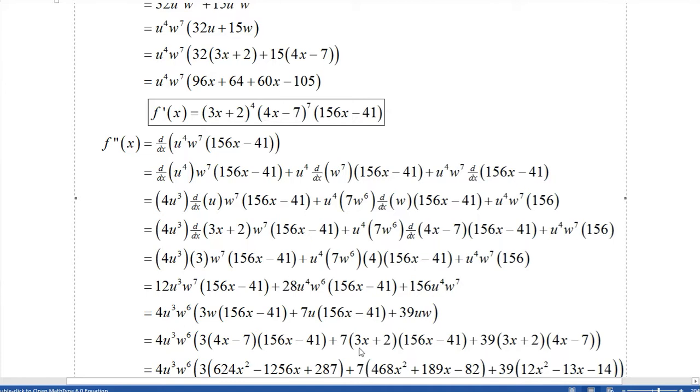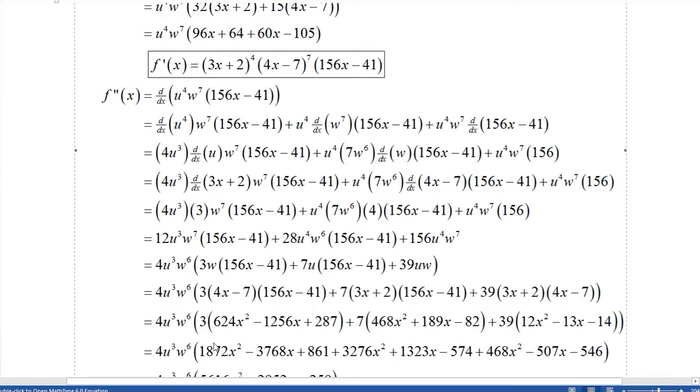Here we have a 7 here. We FOIL this. 3x times 156x is 468x squared. 2 times negative 41 is negative 82. To get the middle term, it's 2 times 156x, that's 312x, minus 41 times 3x, which turns out to be 189x positive. Here we do FOIL here. 3x times 4x is 12x squared. 2 times negative 7 is negative 14. Here we get 8x minus 21x is negative 13x.